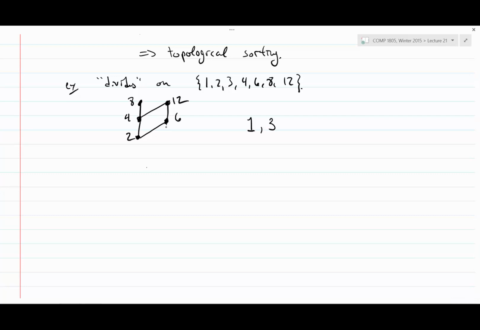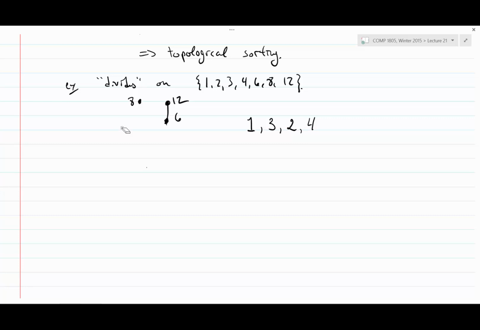What are the minimal elements of this Hasse diagram? Just 2. Right, now there's not a choice. 2 is the only minimal element. So I put 2 next in my order. And now I remove 2, and I'm left with this. So what are the minimal elements in this Hasse diagram? 4 and 6, so let's take 4. So I remove 4, and I'm left with this. What are the minimal elements in this Hasse diagram? Yeah, 6 and 8. 8 does count as a minimal element.